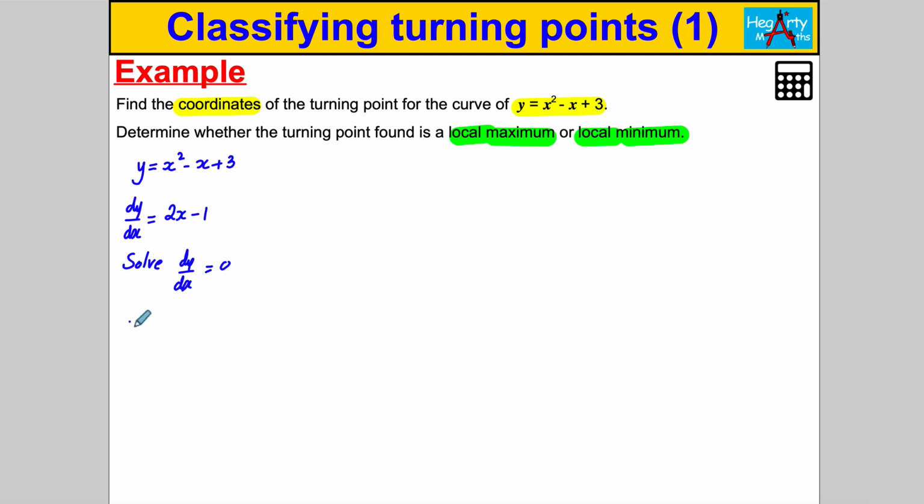So let's solve that. Let 2x subtract 1 equal 0. Add 1 to both sides and divide by 2. You get that x is equal to a half. So the x value is a half.